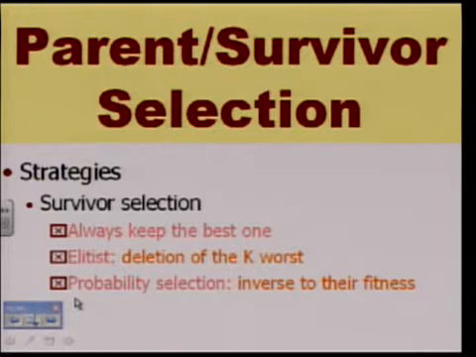Okay, Sam, yes. Why not just use all three? They are not compatible with each other. I mean, for the first, you can keep the best one and still delete the k-worst at the same time. Well, yeah, you can do that. And then for the remaining ones, you roll a dice and let the probability determine that. Okay, yeah, that's also a very, very interesting suggestion.